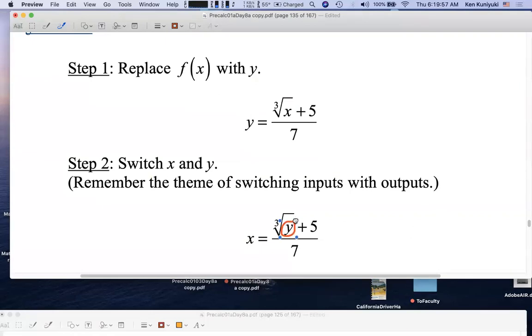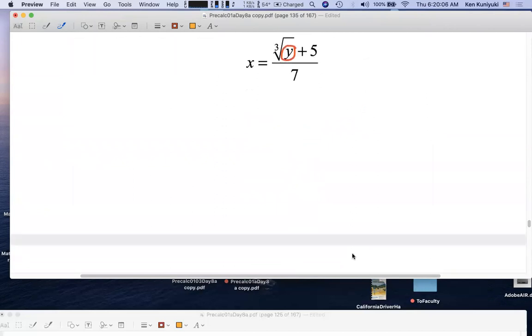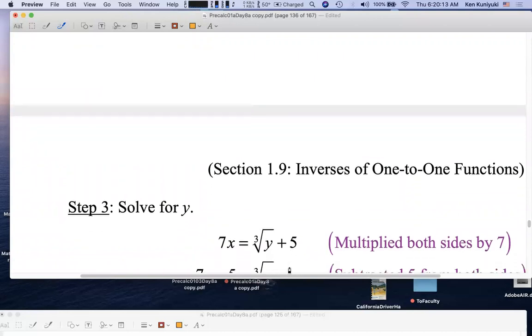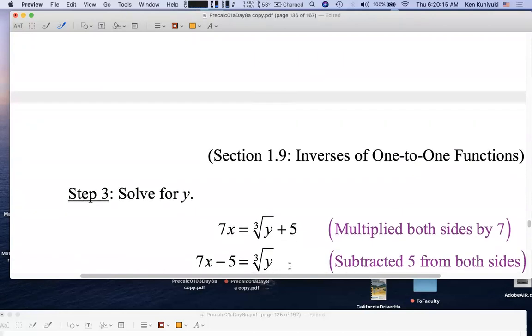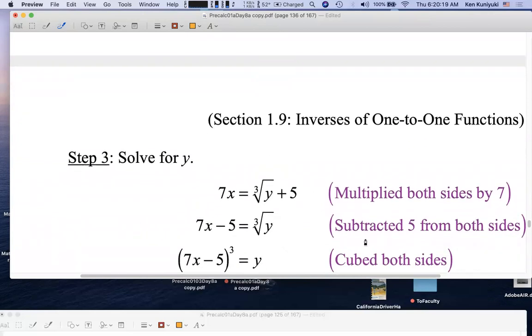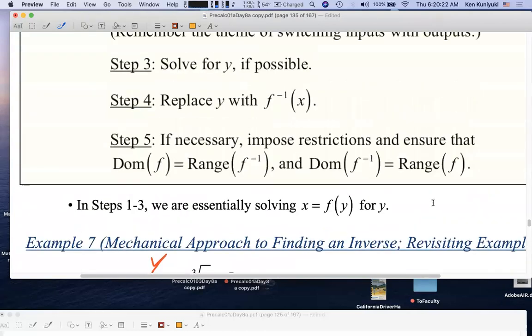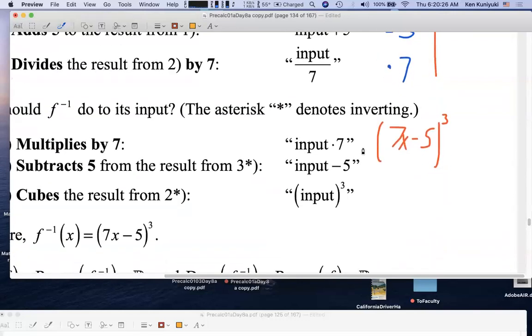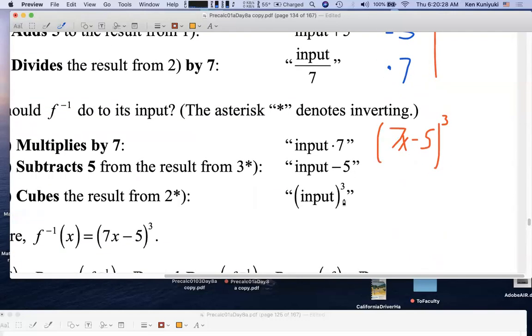And think about the steps you apply. What do you do when you solve for y? What do you do with a 7? You multiply it on both sides. Then what do you do with a 5? You subtract it off of both sides. Sounds familiar? Then you do what? You take the cube of both sides. Sound familiar? That's what we did in the conceptual approach. Multiply by 7, subtract 5, cube the result.